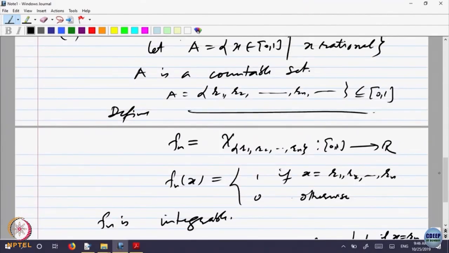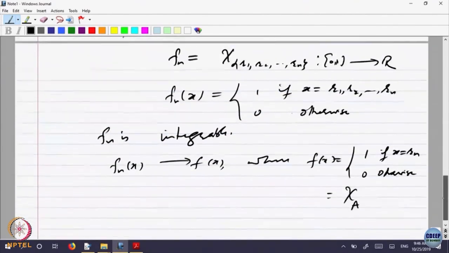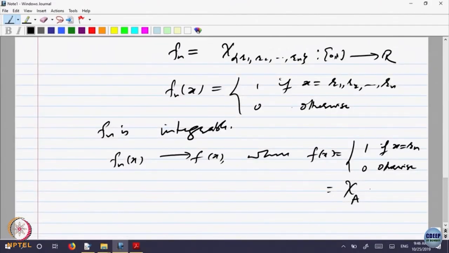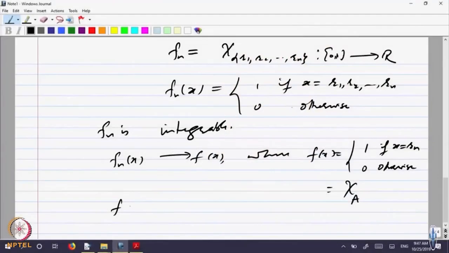Right. So, what does the indicator function of rationals mean? It is one at all rationals in [0, 1] and 0 at all irrational points, right. It is discontinuous everywhere. And if you look at the upper sums or lower sums with respect to any partition, the upper sum will be equal to 1, the lower sum will be equal to 0. So, each f_n is integrable, f is not integrable.